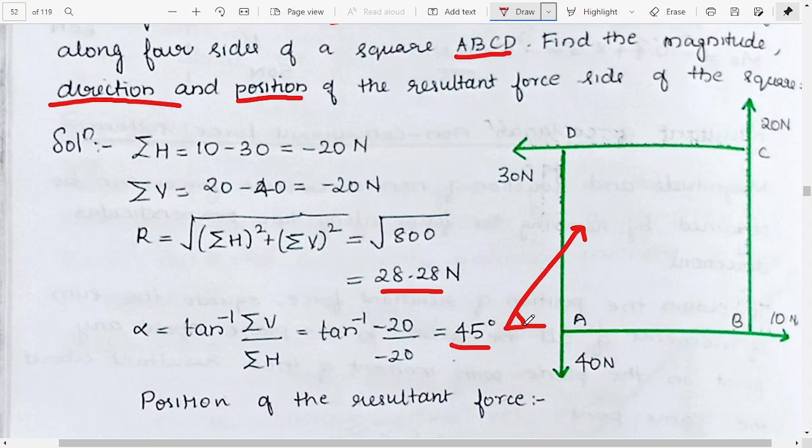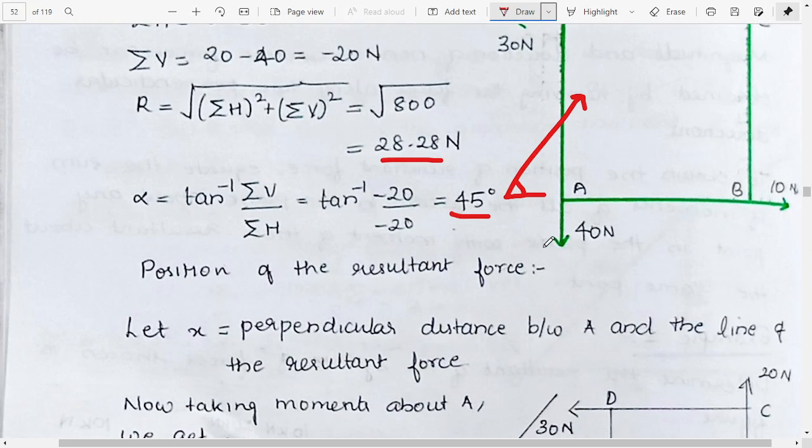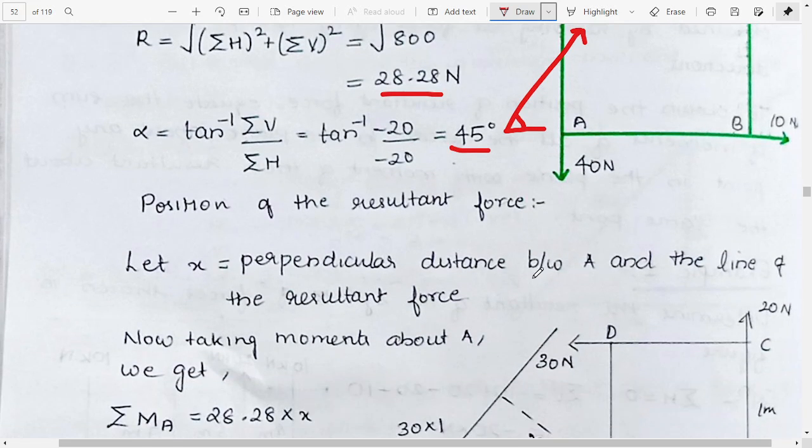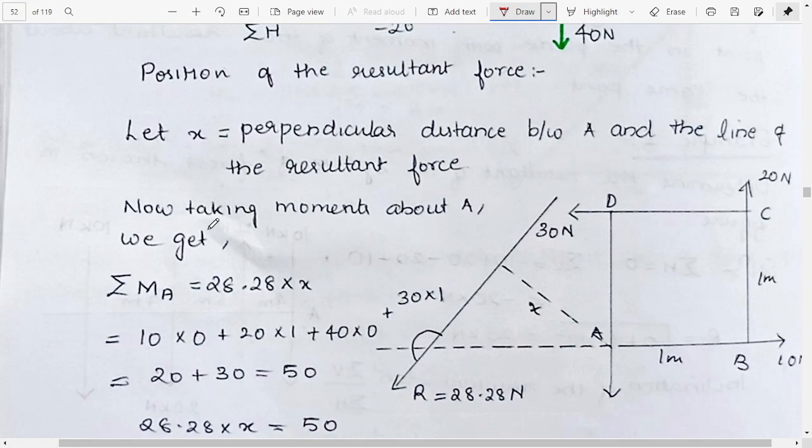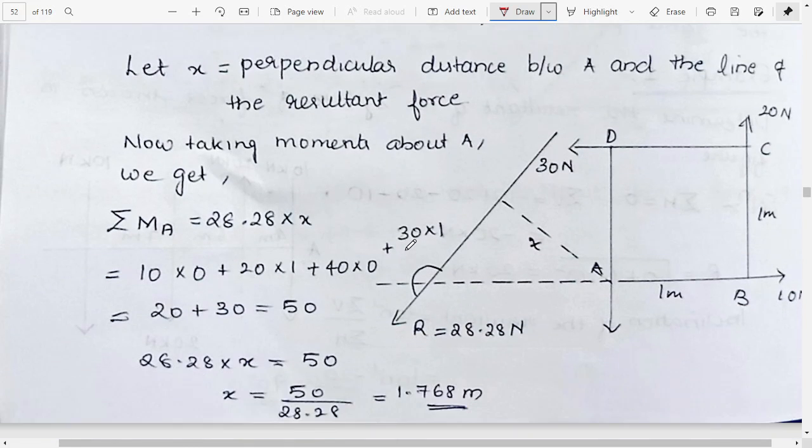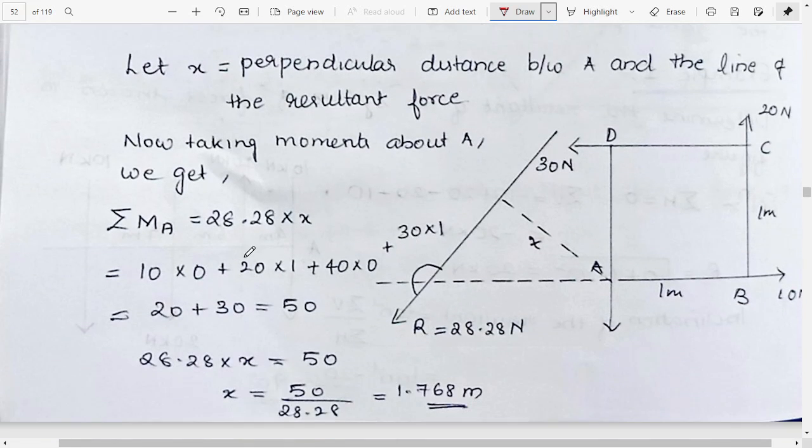Now we need to find x. x is the perpendicular distance between A and the line of action of the resultant force. Taking the moments about A, we get summation of MA equal to 28.28 into x. In this case we have considered x to be in this manner, and this is the x which we need to find.